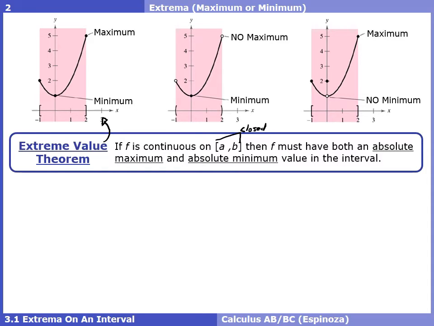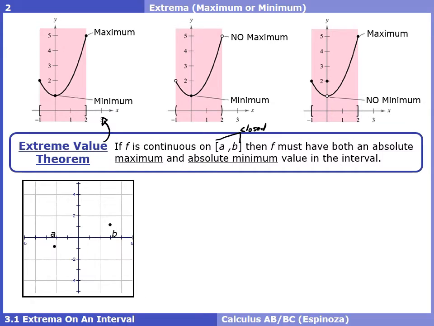So let's take a look at a few more graphs so we can get practice identifying these maxes and mins. But we're going to call them absolute maxes or absolute mins if it's the absolute highest or the absolute lowest point. So this first graph, is it continuous? Yes.